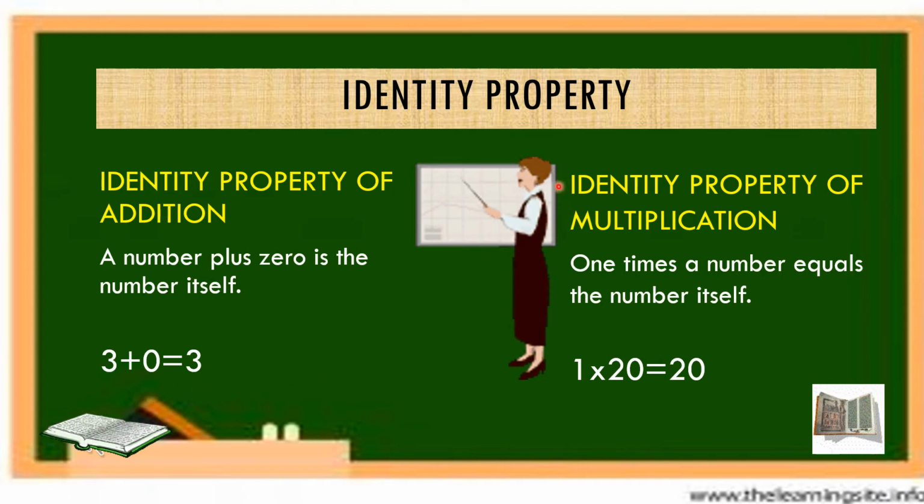What is identity property of multiplication? 1 times a number equals the number itself. 1 times 20 equals 20.